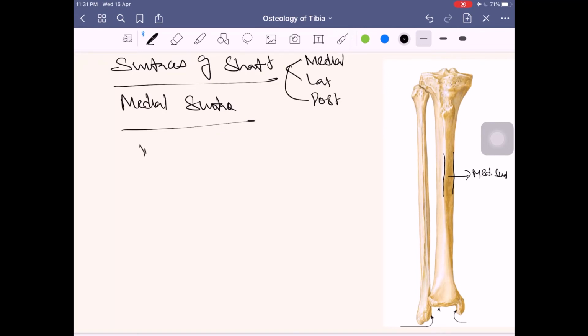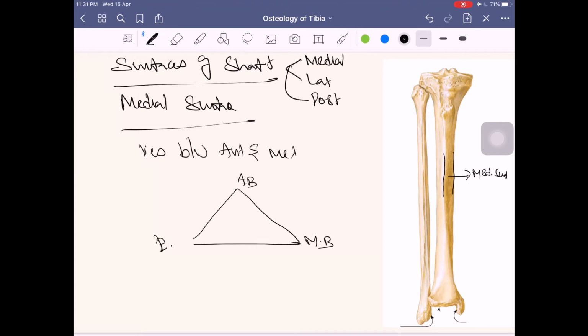So we can say the medial surface lies between the anterior and medial borders. The easy way is again to draw the triangle. So this is the anterior border, medial border, lateral border. This surface is your medial surface, between the anterior and the medial border. Now this surface is entirely subcutaneous. We can feel it in your leg. You just trace the finger, you will be able to feel this part of the bone. So it is almost entirely subcutaneous from the knee joint till your malleolus or the ankle.